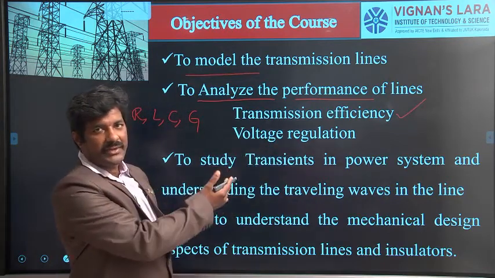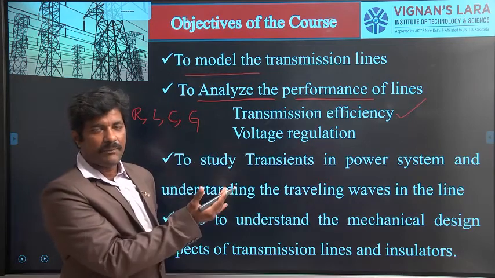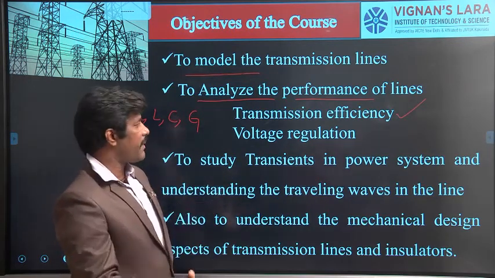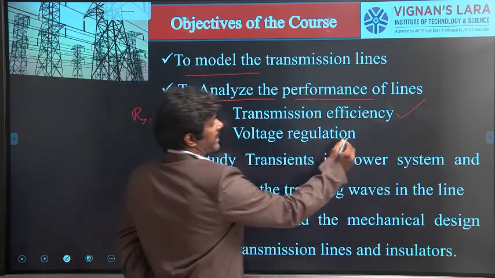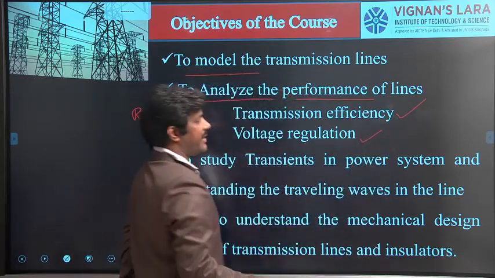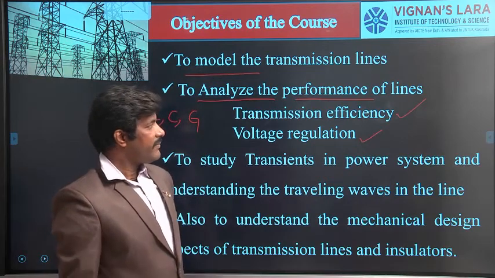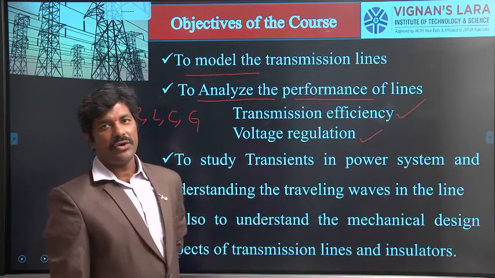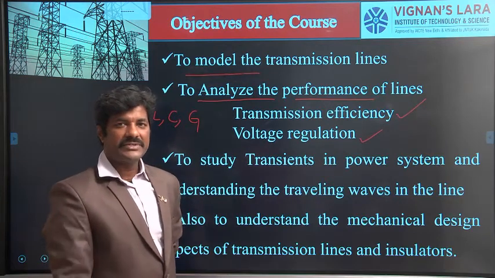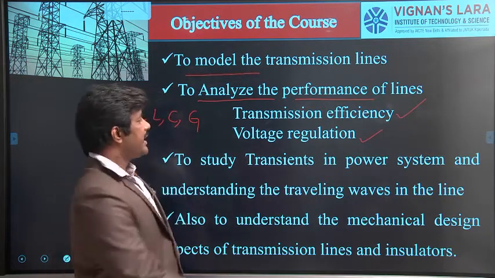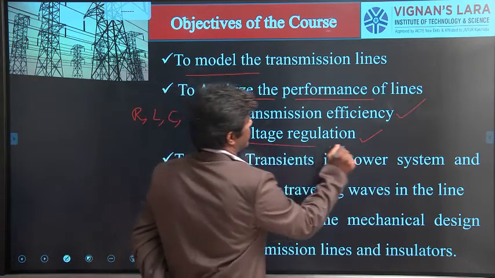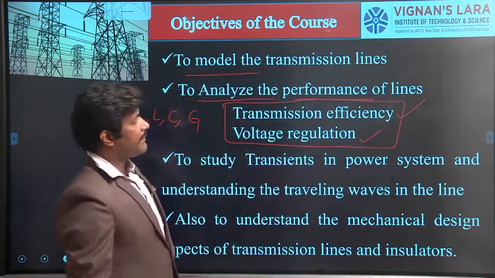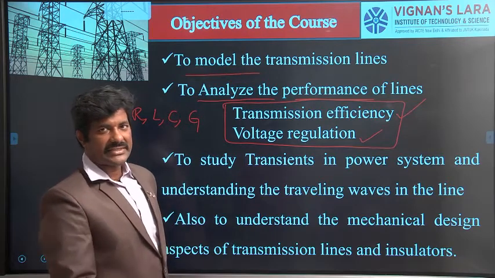So we have to transmit the electrical power with lesser power losses, so that we can say it is more efficiently operated. And the next parameter to be considered is voltage regulation. At the same time, voltage regulation should also be taken care of, where the voltage should not drop from the sending end to the receiving end. In terms of these 2 parameters, we have to analyze all transmission lines in the Power Systems 2 subject. That is our second objective.